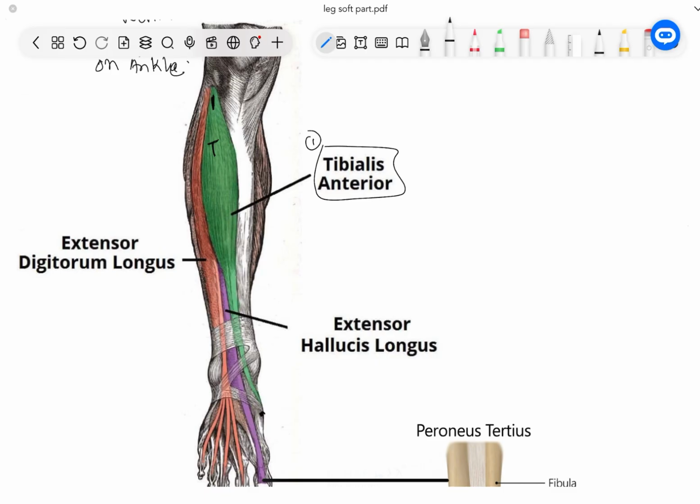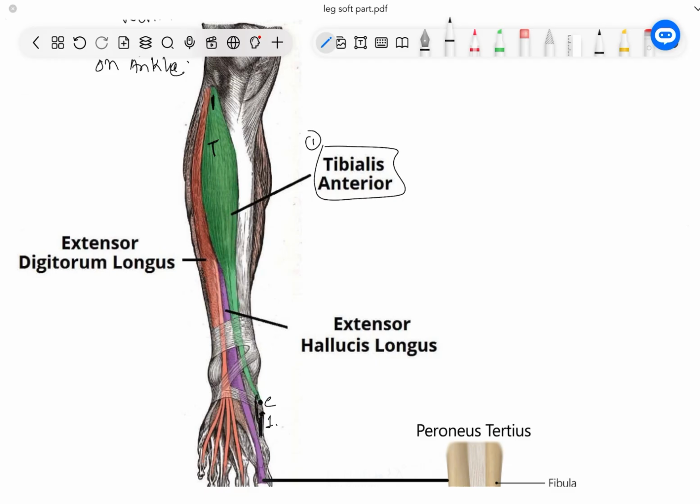And where does it get inserted? It will be inserted into the medial surface of the medial cuneiform. Number 1. The adjoining part of the base of the first metatarsal also. So, the cuneiform and the base of the first metatarsal are the points of insertion.